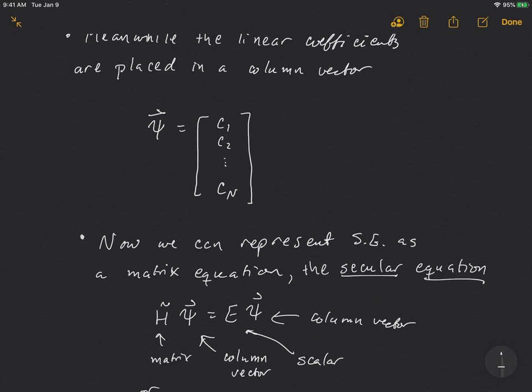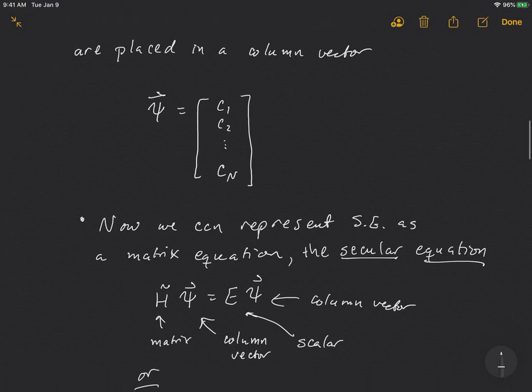H tilde psi equals E psi. And this, it can be shown, I'm not going to go into a lot of detail here, but it can be shown, and it should seem somewhat intuitive, that this is essentially another way of representing the Schrodinger equation. It looks like the Schrodinger equation, has all the same elements, and it turns out that it works, right?